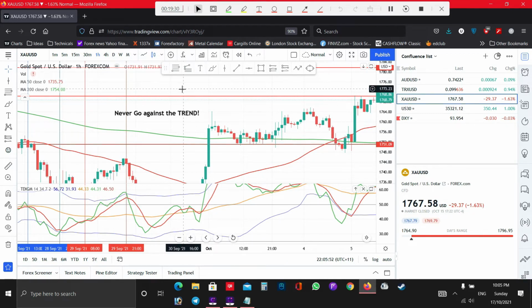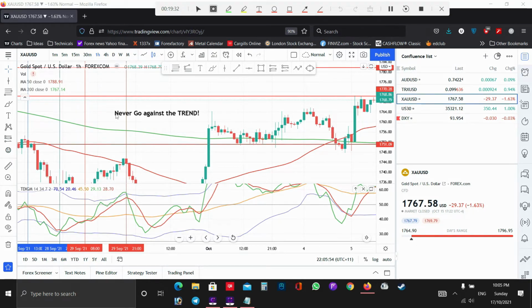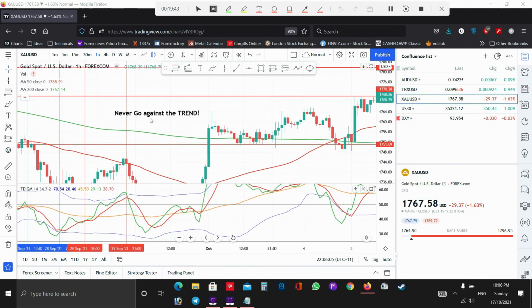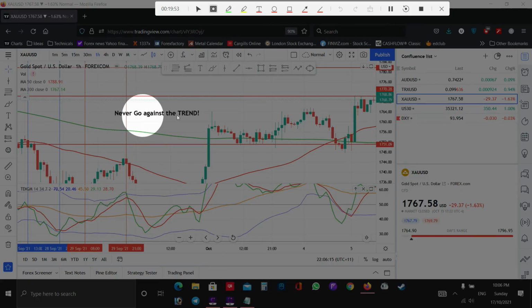And again, the last thing, never ever go against the trend. Even if you see the price is hiking, if you see price doing so many things, just stay back, just wait, you will have your chance. There's a lot of entries per day, even on gold. There's a lot of entries you can take, you can make a lot of profit, but never go against the trend.